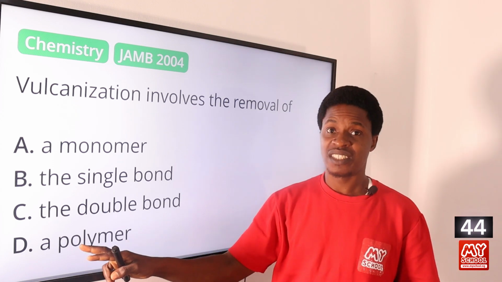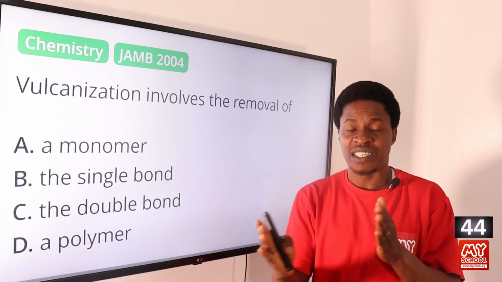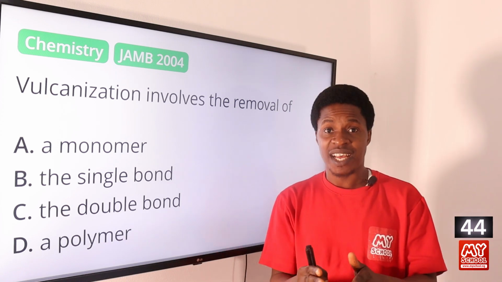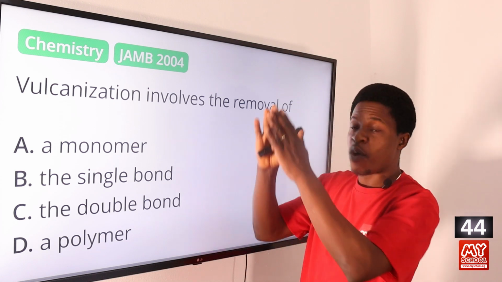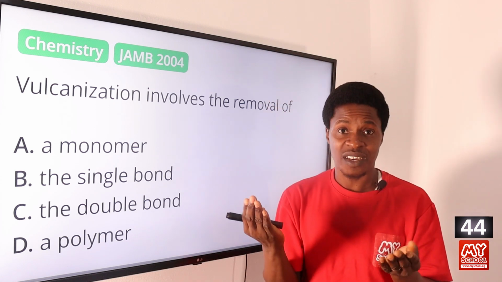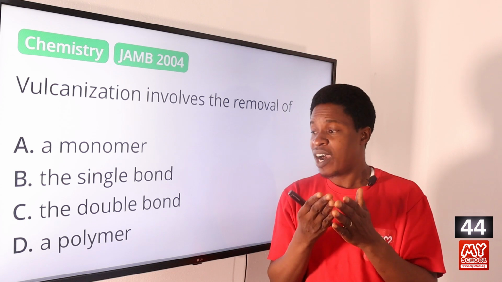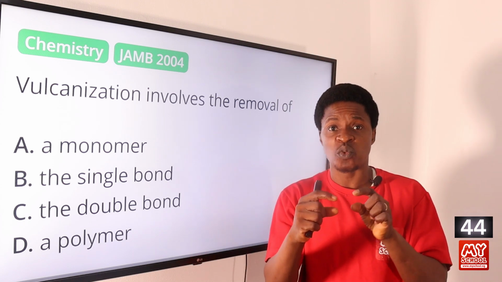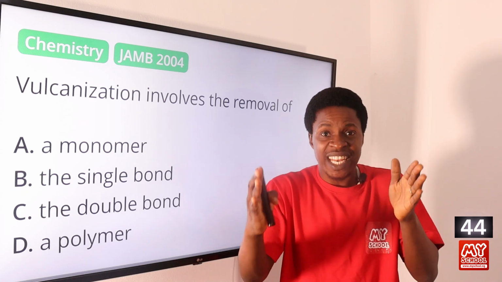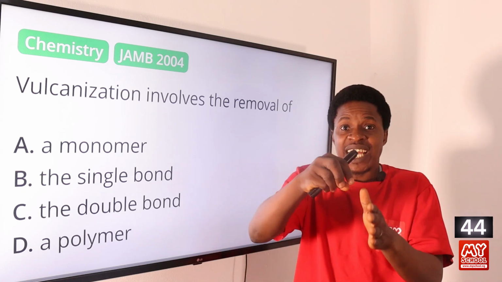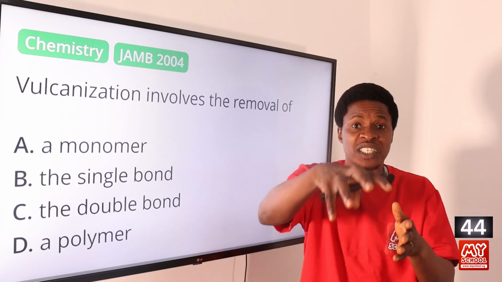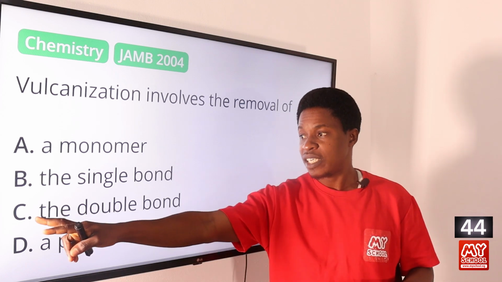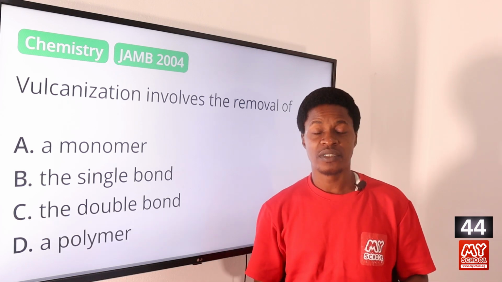Polymer of what? No, it's not the polymer that's removed, it is the linkage between the polymer that we have. The polymer is what is formed eventually, which is your rubber. But in the vulcanization, we are talking about removing the double bond. There's a double bond between these monomers that are linked together. So that double bond that is linking them together with the sulfur is what is removed during vulcanization. So the correct answer is option C, the double bond.